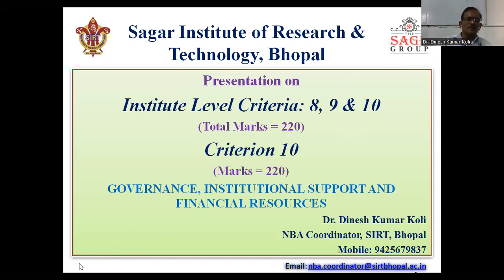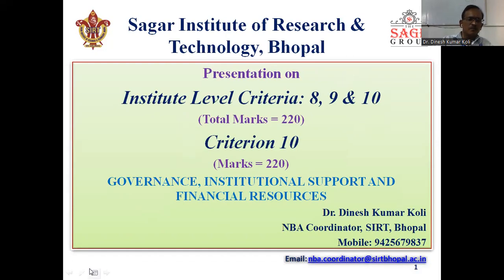So here you will see the institute level criteria, which are criteria 8, 9, and 10. Criteria 8 is completely for the first year academics, criteria 9 is for the student support system from the institute, and criteria 10 covers governance, institutional support, and financial resources.